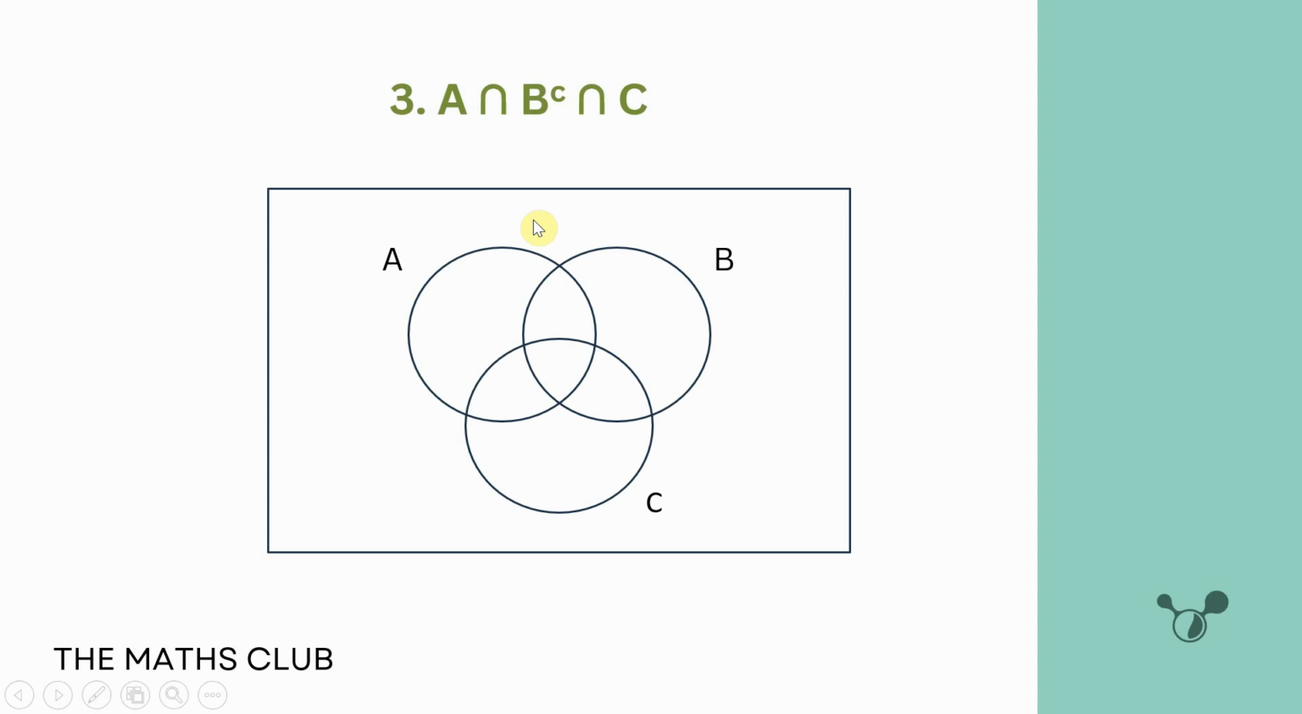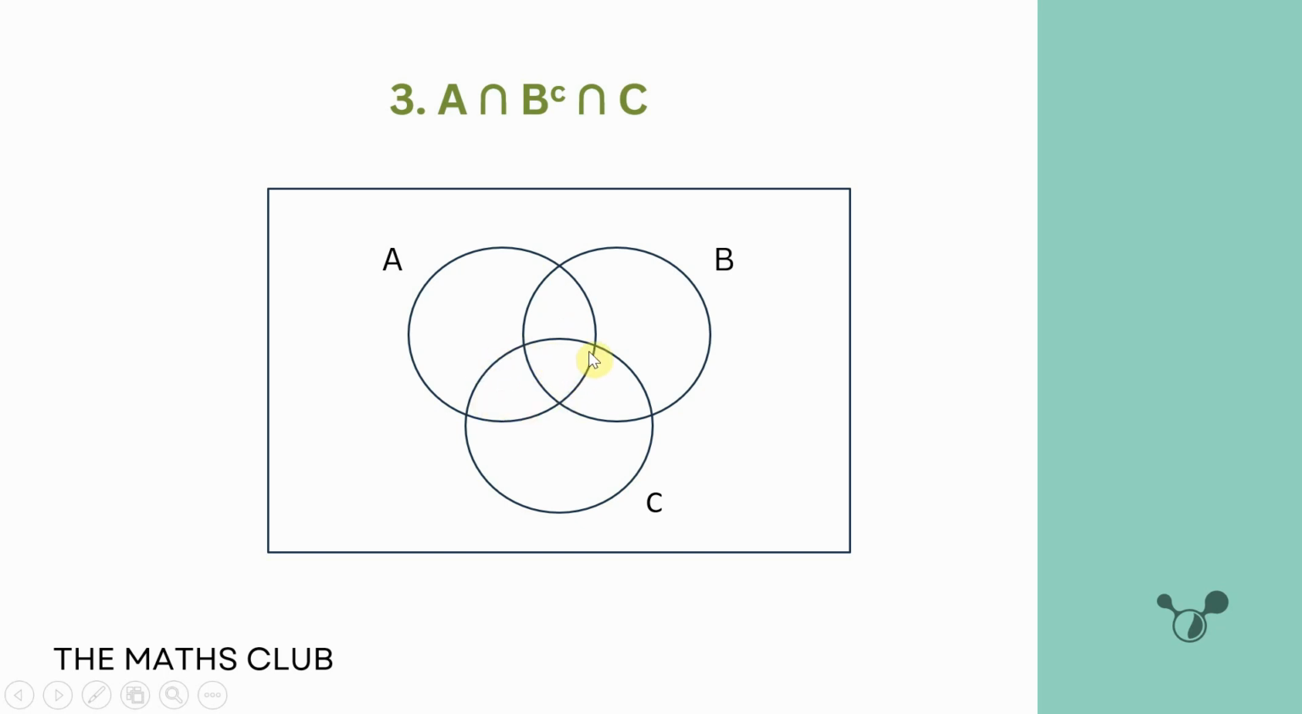Now look at this one. We have A intersection B complement intersection C. The way I always look at it, I find it very interesting, is that I always ignore the one that has complements first. So it's basically just saying A intersection C. So where is A and C? This is A and C. Where do they meet? They meet at this place here. So if I remove this circle for B, you see that they meet here.